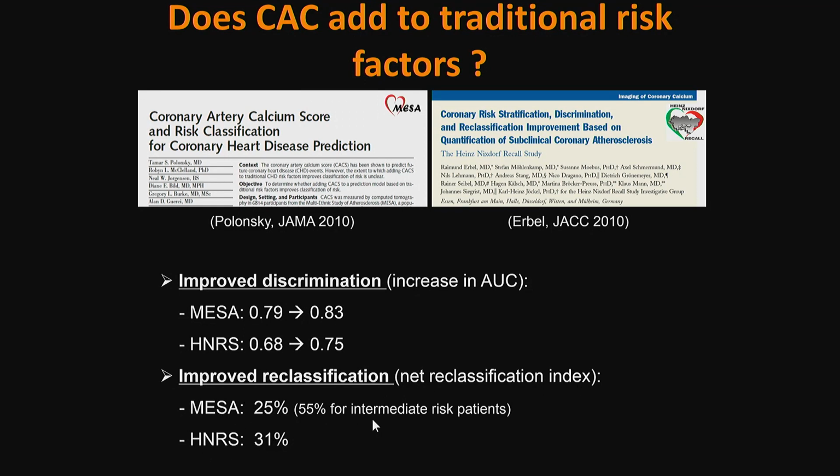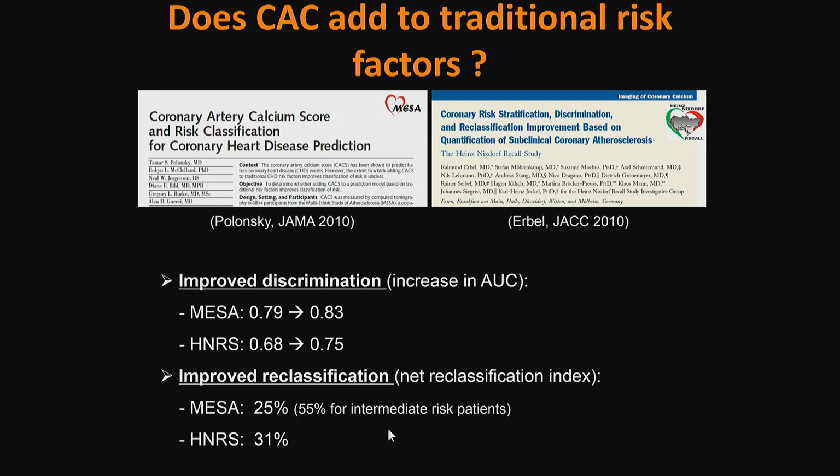Specifically in MESA, when we look at the intermediate risk patients, or at least what we used to call intermediate risk patients before the 2013 guidelines, 55% of them would be appropriately reclassified to a higher or lower risk group. There is really no other marker that can do this today.